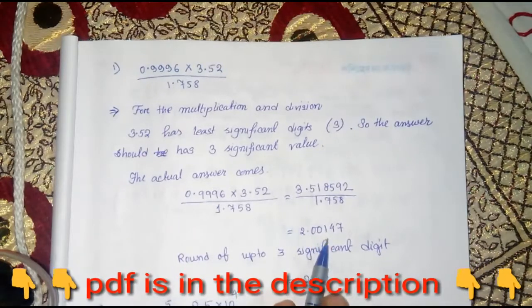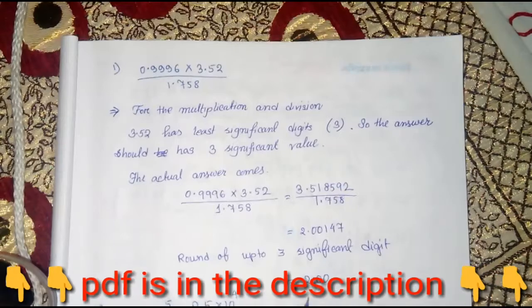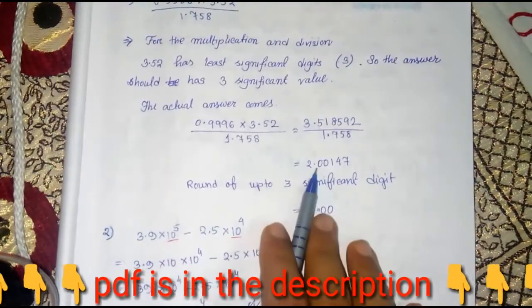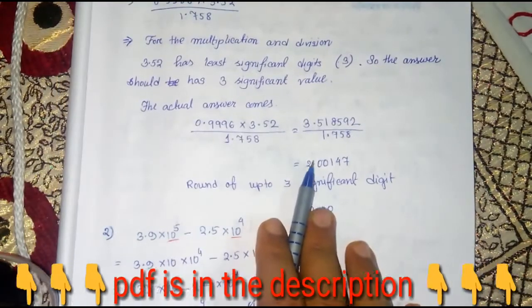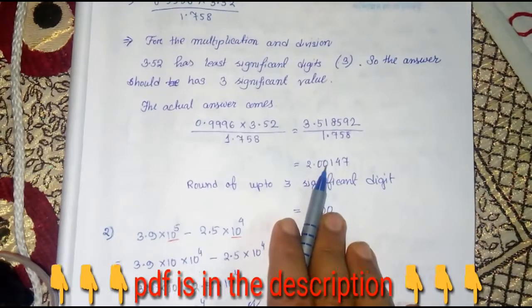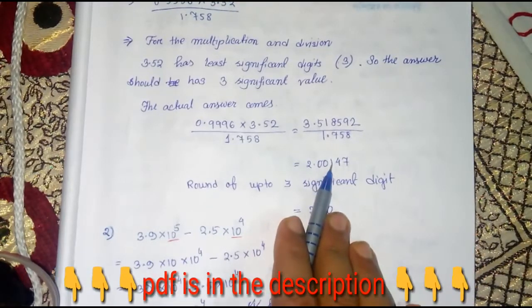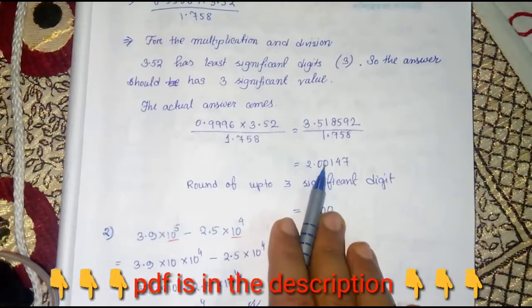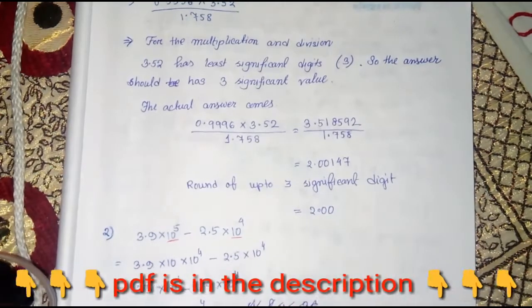So how to do that? You have to round off up to 3. So the answer comes 2.00, because 2 is the first significant digit, 0 is the second, this 0 is the third, and the next one is 1. As it is less than 5, after rounding off it will be the same. So it comes 2.00. Let's see another.